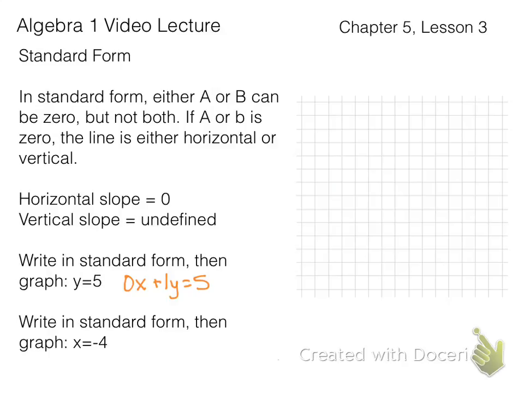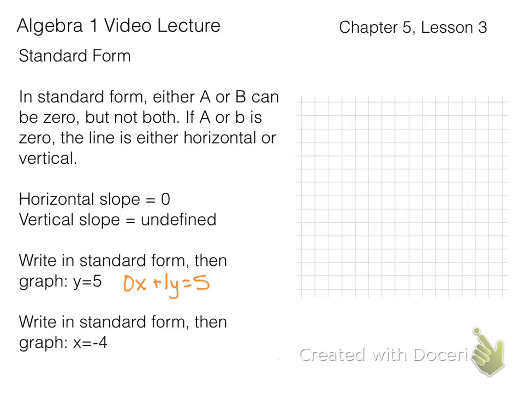So just remember that when it's a horizontal line, the slope is 0. When it's a vertical line, the slope is undefined. So let's go ahead and write the equation. I've already written the first one out for you. It says write in standard form then graph y equals 5. So if y equals 5, x can be anything. x can be negative 100, it can be 2, it can be 5. It doesn't matter, because what the standard form tells us is that when y equals 5, x can be anything. Therefore, it doesn't matter what x is.